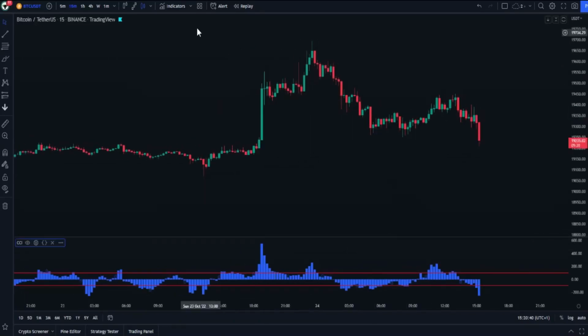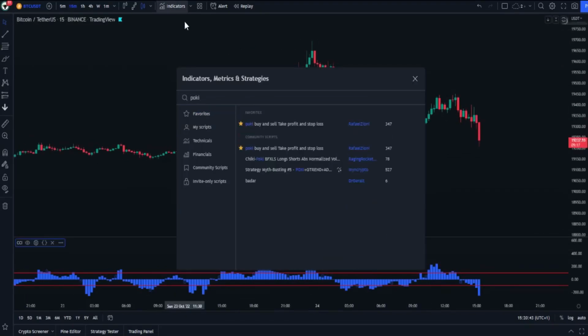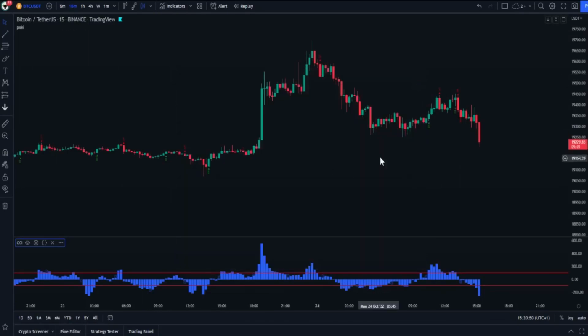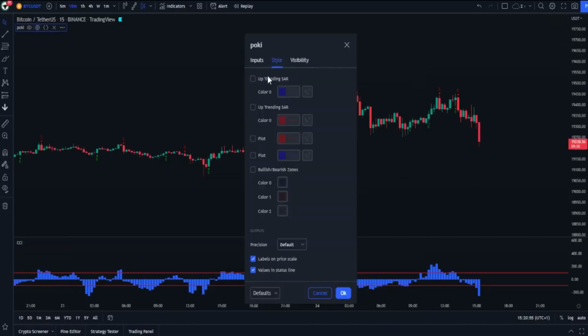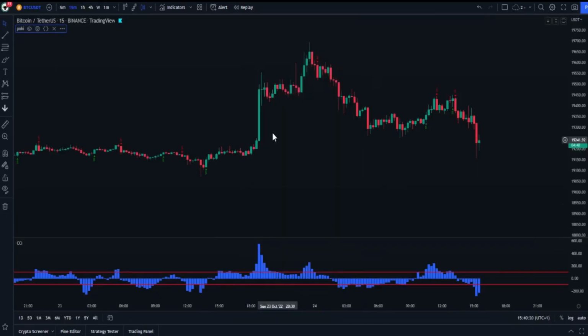The second indicator in this strategy will be the Pokey indicator, which was created by Raphael Zioni. After applying the Pokey indicator to the chart, you may not find it like this, so open its settings, and from the style section, untick all colors and lines. Now that we have implemented the two signal indicators, let's look for confirmation indicators.